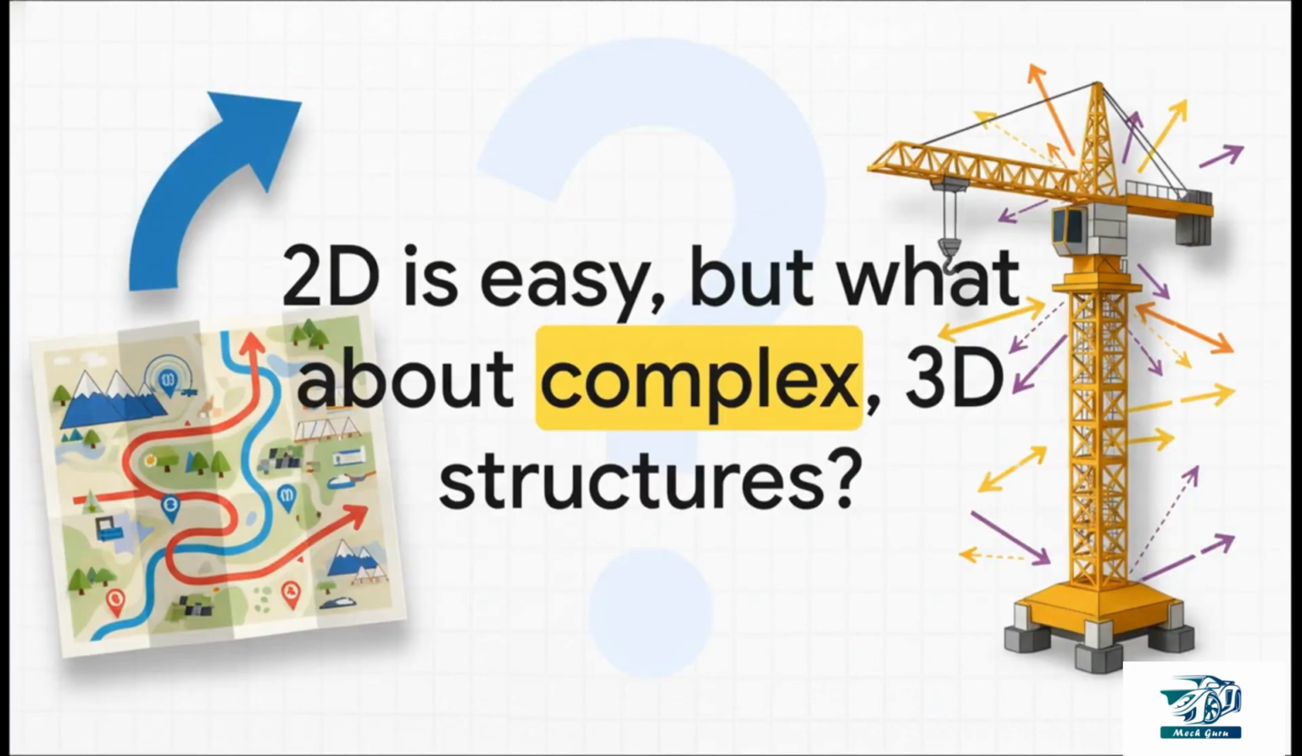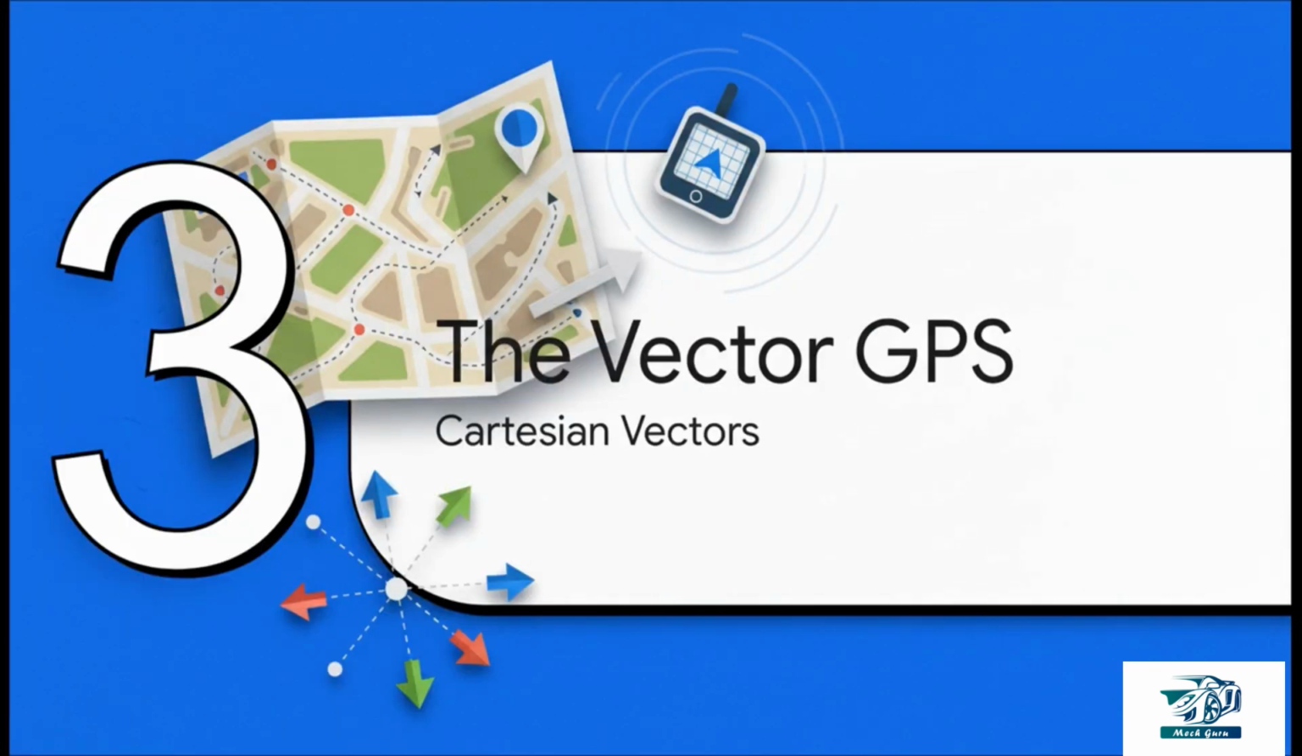Now, drawing arrows on a piece of paper is great for a 2D problem like our map. But what about that crane? Forces are pulling up, down, sideways in all 3 dimensions. Trying to draw that out accurately would be an absolute nightmare. We need something way more precise. And that's where we get our big upgrade. We're moving from a simple paper map to a high-precision 3-dimensional GPS.